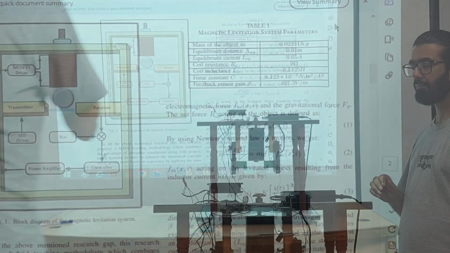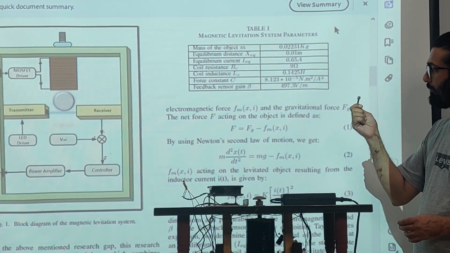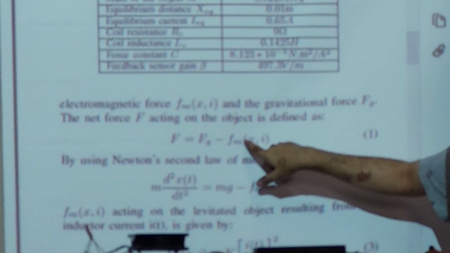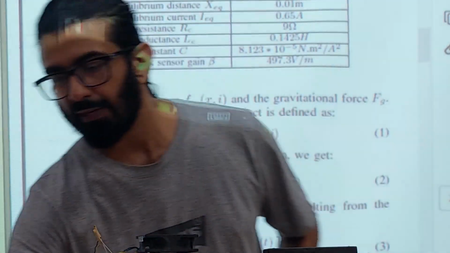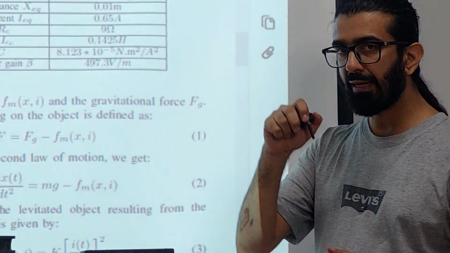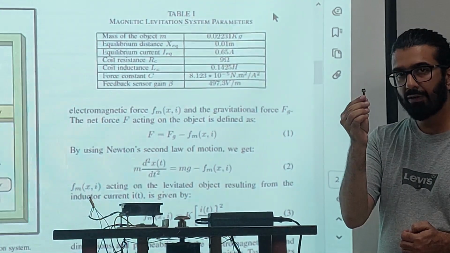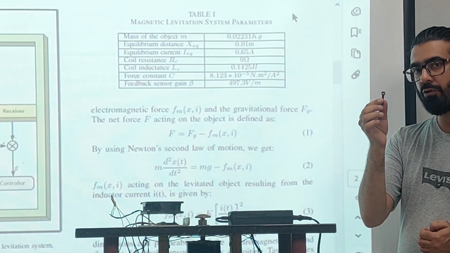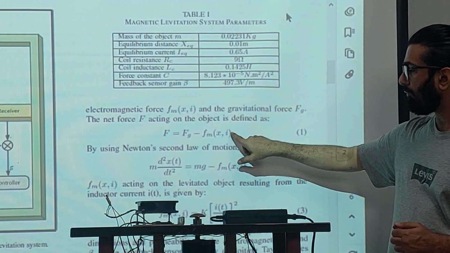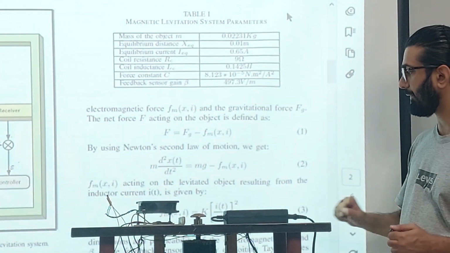Now, if we look at this system, the net force acting on this nail is equal to the gravitational force minus the force that is being exerted by this magnet to pull the nail upward against gravity. So, this is the net force acting on this nail. This nail will be levitated when the gravitational force is exactly equal to the magnetic force. From this equation, we can derive the transfer function of the system.